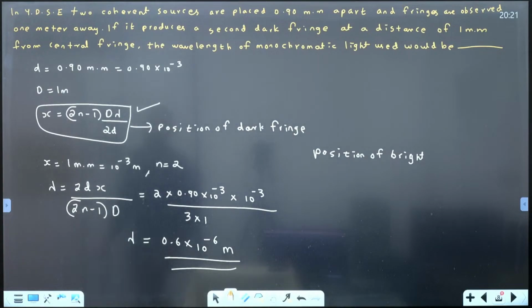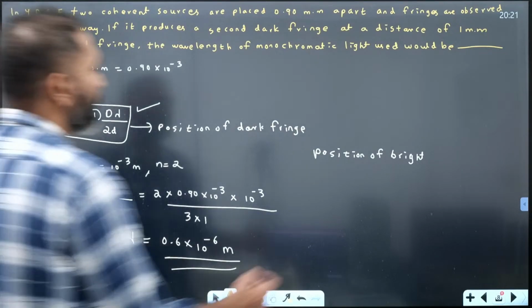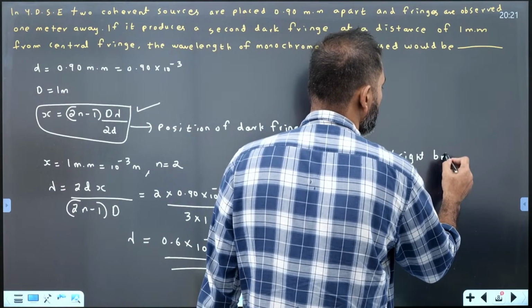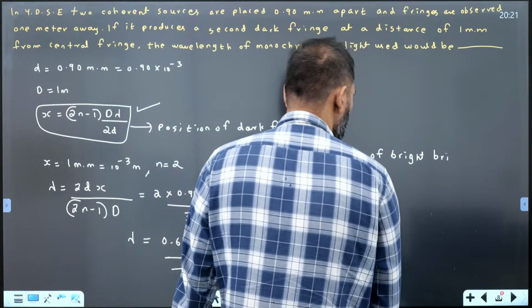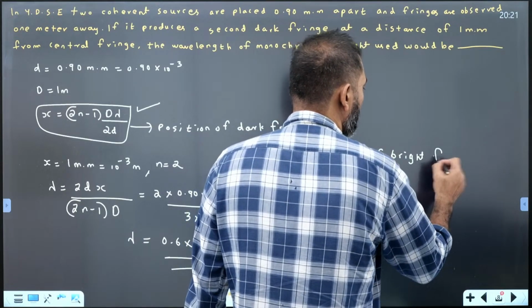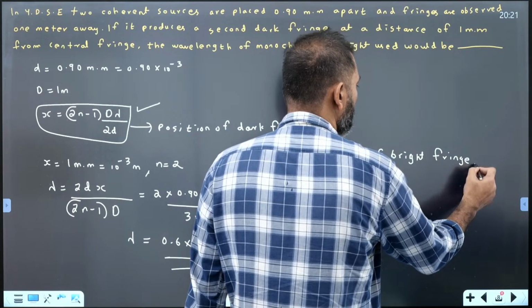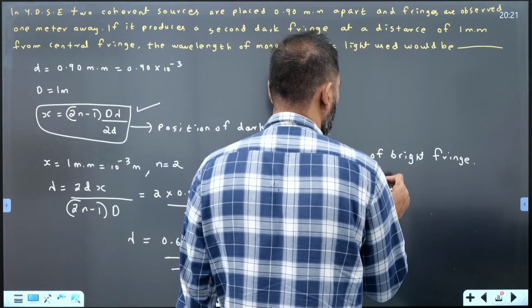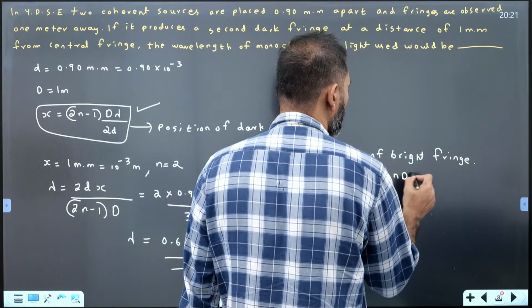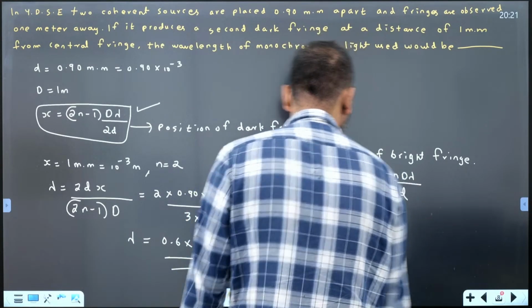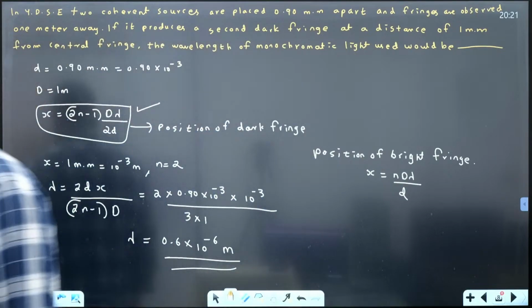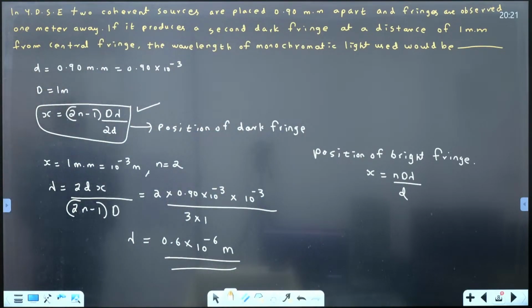Position of bright fringe is what? Position of bright fringe: Xn is equal to n lambda D by d. Position of bright fringe is n lambda D by d.